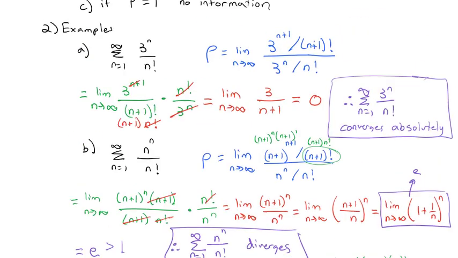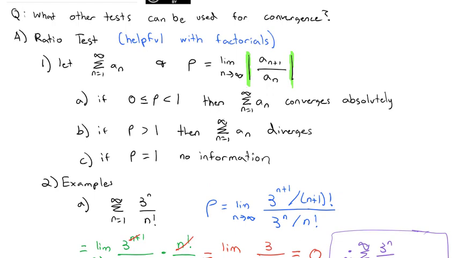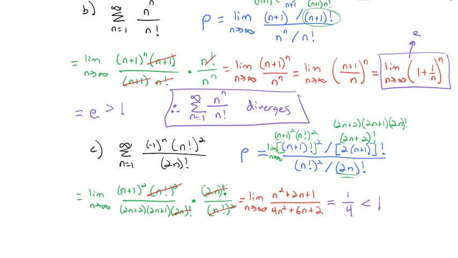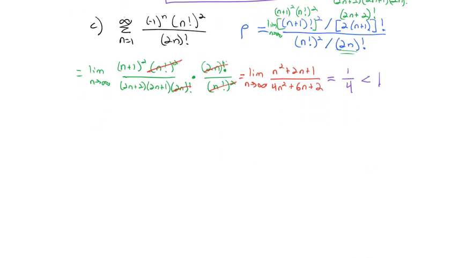And so the ratio test tells us that if we're less than 1, it's going to converge absolutely. And we know if it converges absolutely, it also converges for the actual series. So the sum as n goes from 1 to infinity of negative 1 to the n times n factorial squared over 2n factorial converges absolutely.